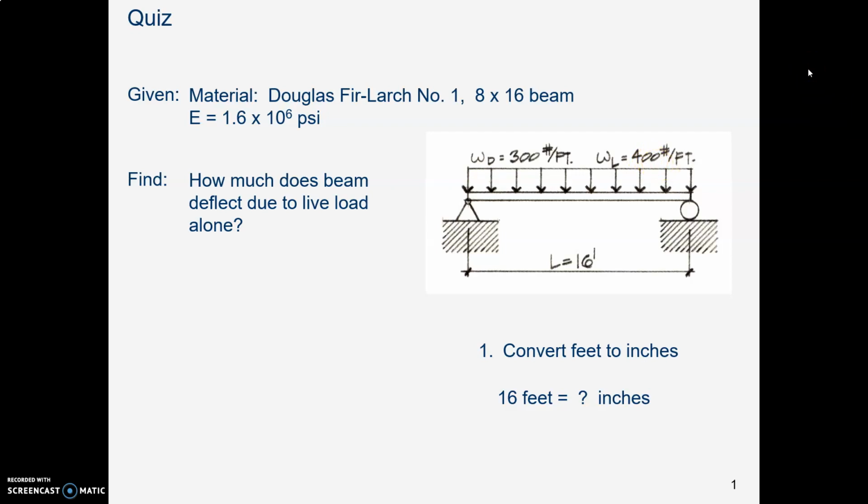So let's work our way through step by step. We want to convert any foot things into inches so that we have all our numbers in the same kind of units. So first, let's convert the length to inches. If this is 16 feet, how many inches is that? Well, what is 16 times 12? 16 times 12 will give you how many inches this length is.